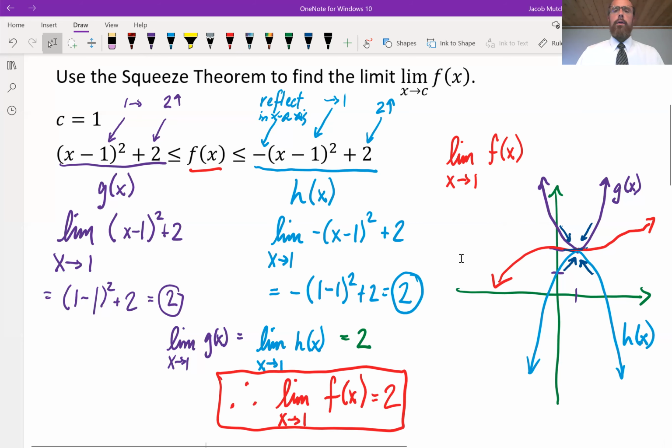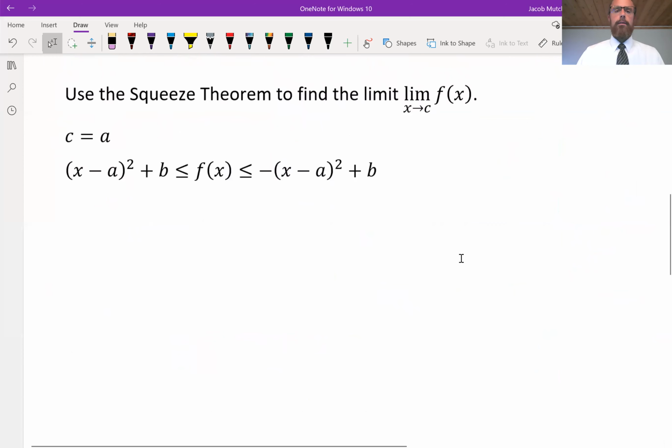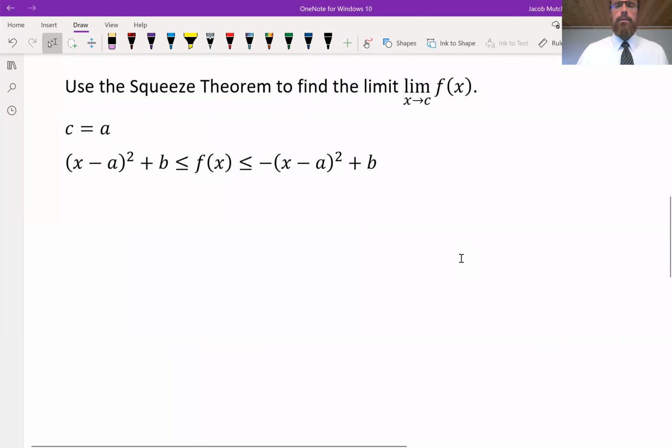Let's take a look at one other example that's a little less numeric. So it's a similar use of the squeeze theorem. I want to find the limit as x approaches c for f of x. But whereas in the previous example I had c equals a number, here I'm told c equals a. I'm not sure where that is. The forms of the function left and right are still the same.